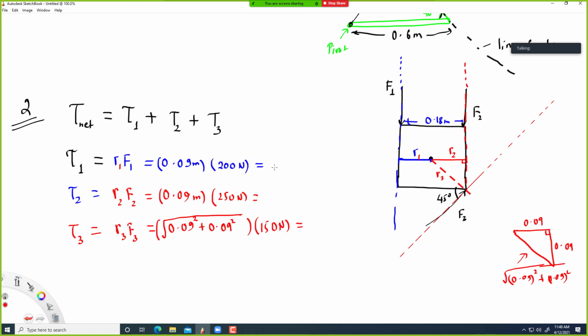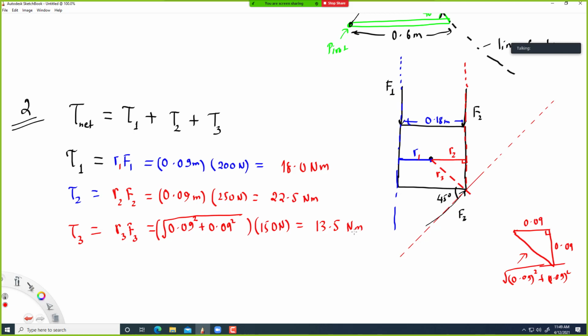So what did you get for torque 1? Does anyone have answer for that? 18 Newton meter. Okay, and then torque 2, 22.5 Newton meter. Okay, and torque 3. Okay, that's good.